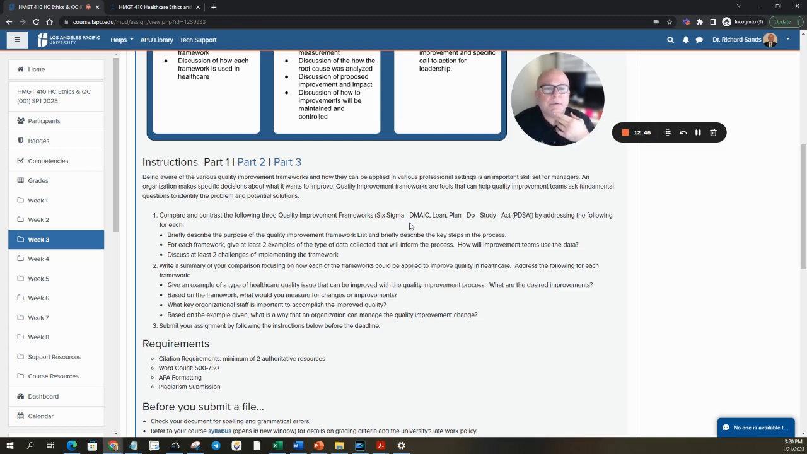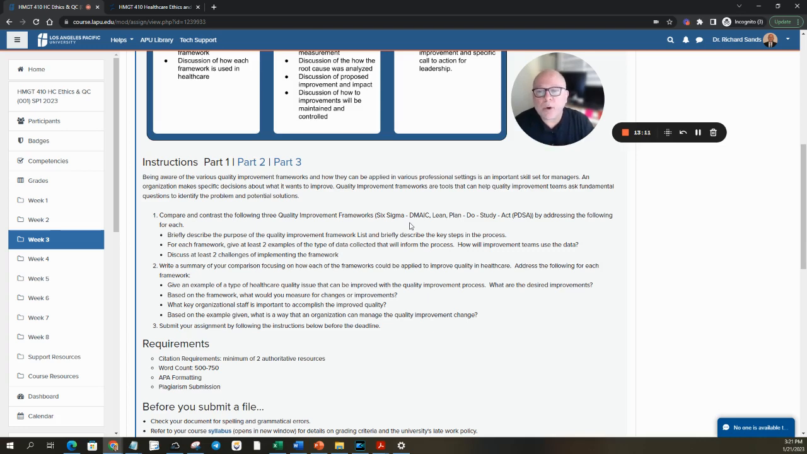Okay, so then address the following for each framework. So there's 3 frameworks. Address the following for each framework. Give an example of a type of healthcare quality issue that can be improved with the quality improvement process. What are the desired outcomes? And I actually just covered a couple.